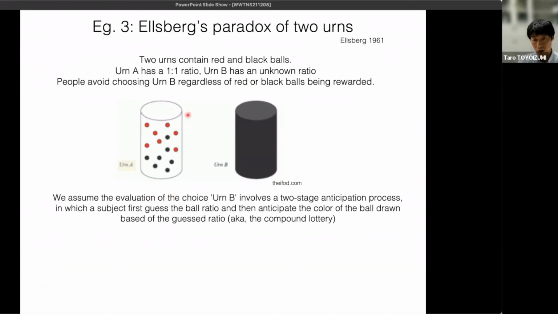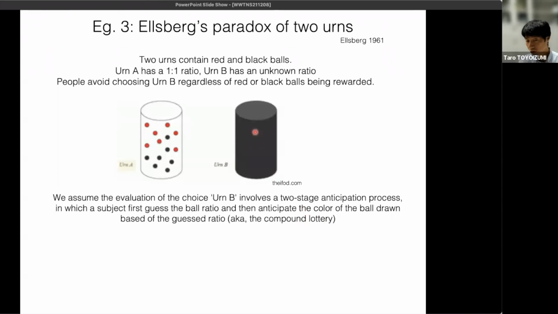We assume that this problem can be converted into a two-stage problem. So we assume that the variation of the choice of the urn B involves two-stage anticipation. The first stage is guessing the unknown ratio of the balls, red versus black. And the second stage is to anticipate the actual color of the ball based on the guess of the first stage. So this is called the compound lottery.